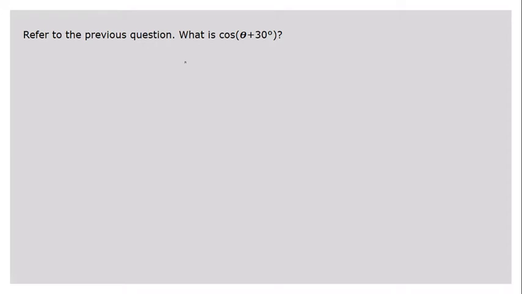Refer to the previous question. What is cosine of theta plus 30 degrees? Let's substitute theta and 30 for alpha and beta into the formula we just wrote out. So it's cosine of theta times cosine of 30 degrees minus the sine of theta times the sine of 30 degrees. In order to solve this, you need to know from Lesson 26 what cosine of theta is and what sine of theta is. You also need your unit circle so that you know what cosine 30 degrees and sine 30 degrees are.